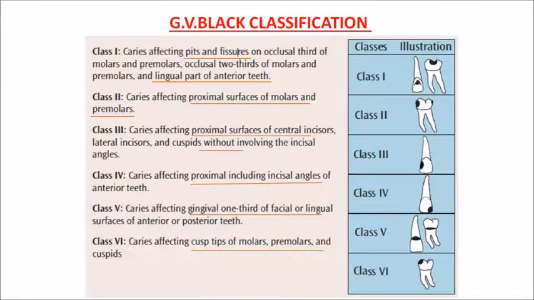So let's see what was the G.V. Black's classification which he put forward. It included class 1, 2, 3, 4, 5 and 6. So class 1 to 6. Six classes of classification were given by G.V. Black.